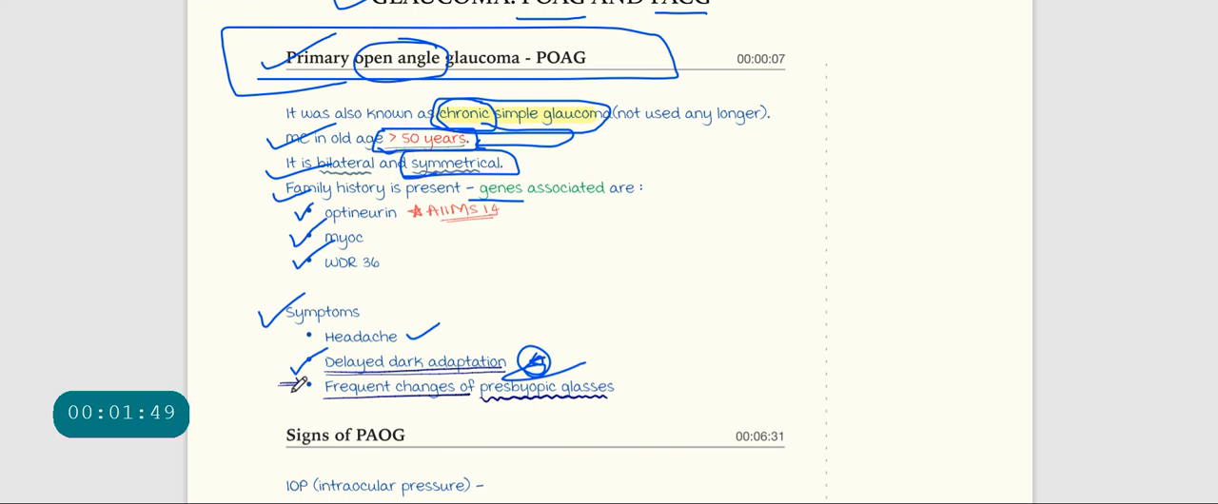Another symptom, that is frequent change in presbyopic glasses. Okay, so there is a frequent change in your glasses which are presbyopic glasses. Obviously after the age of 50 the patient is going to suffer with presbyopia, so frequently those presbyopic glasses would be changing. Okay, what are the signs of primary open angle glaucoma?